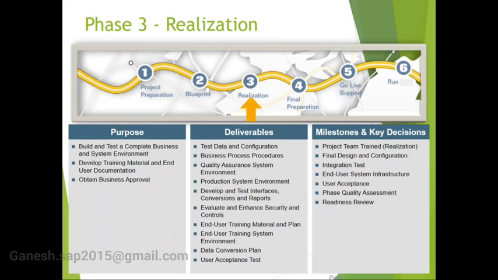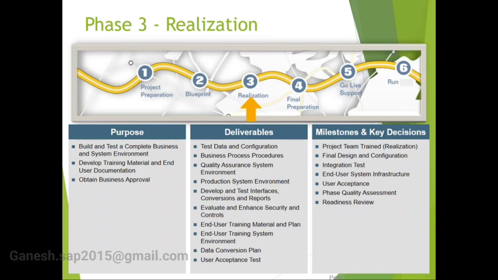We do the configuration in the golden client, and then the configuration of the golden client will be moved by transport request to the testing client within the development. That is the configuration part. And if it is already existing, for example, if the WM implementation is the only implementation we are doing, they already have all the setup of company code, plant, storage locations, everything.